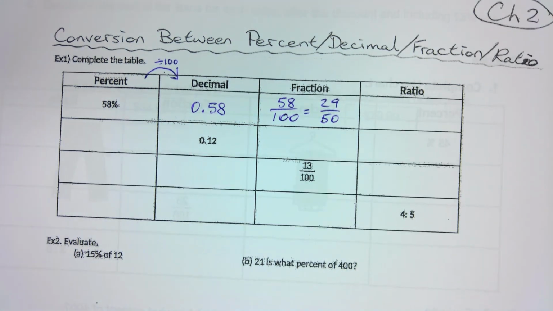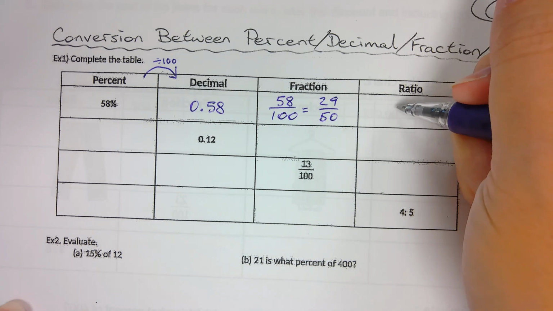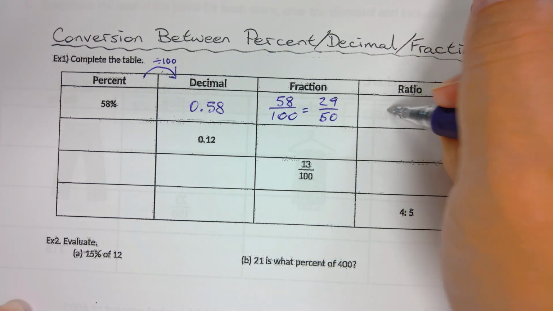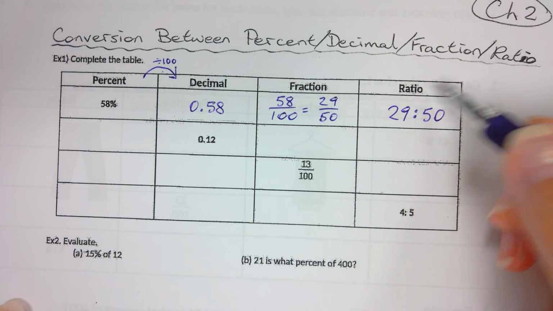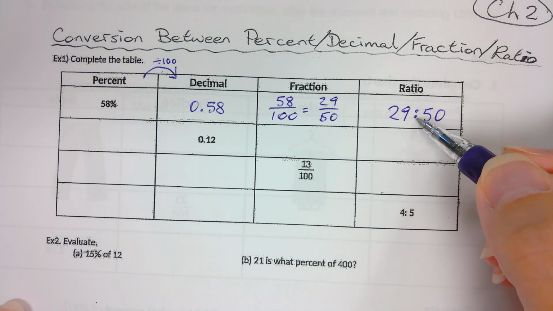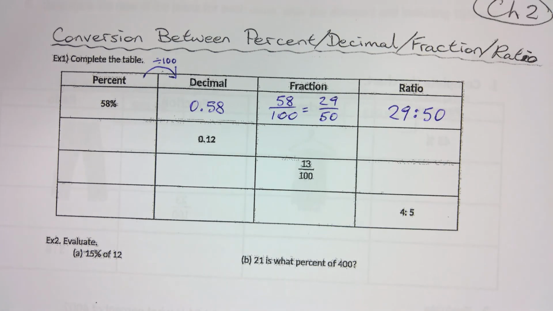So it's just 29 over 50. And as a ratio, yeah, 29 to 50. Perfect. For a ratio, we use this colon in between, and we say "to". All right, so 29 to 50.